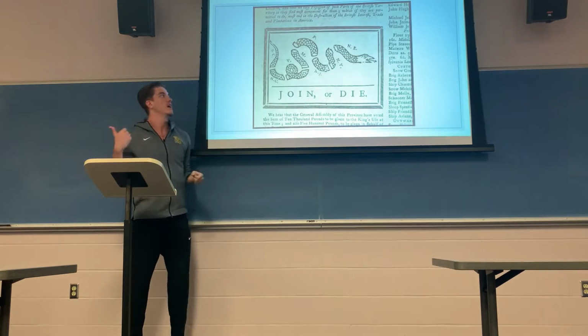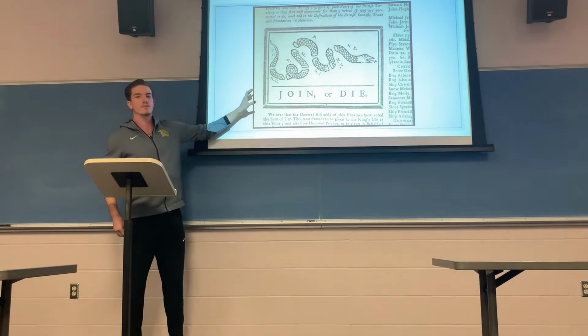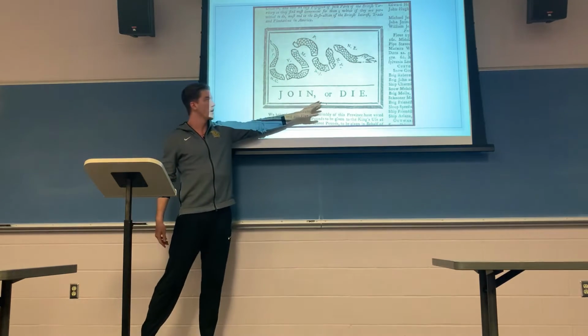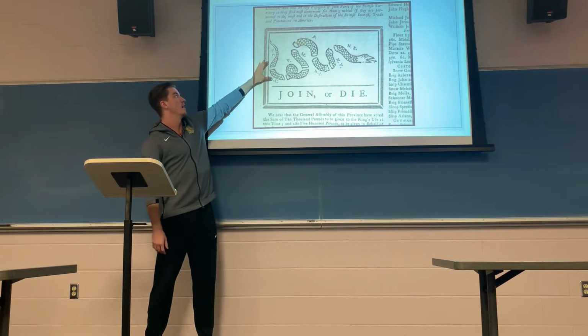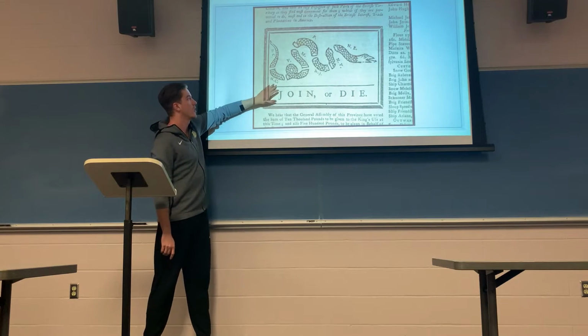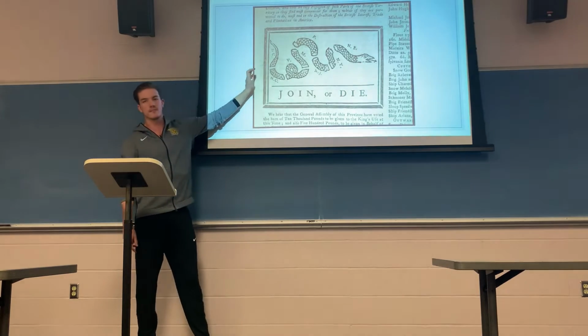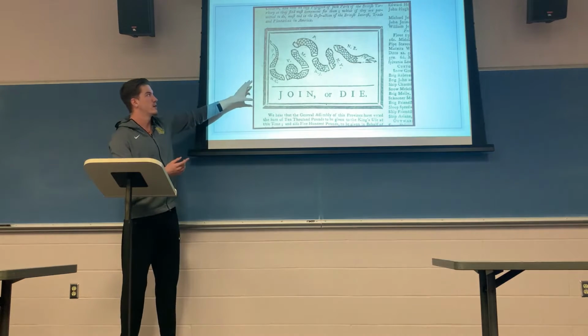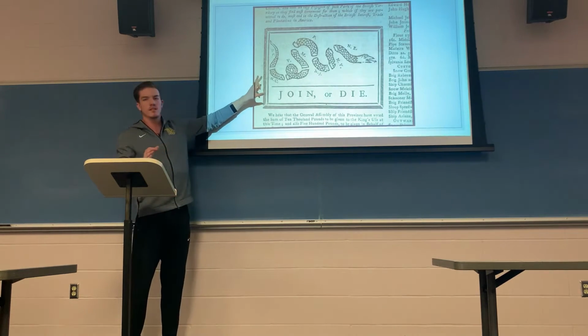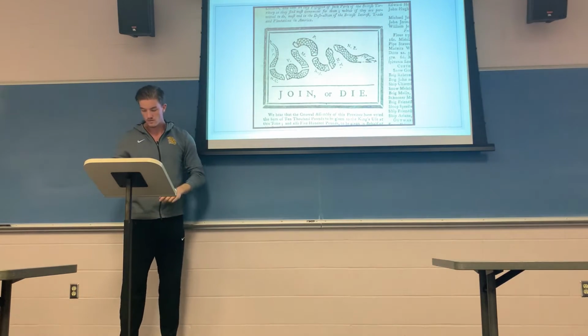So before we move on, let's take a time to look at this. You have the words join or die on it, and a snake that is broken into separate parts, with each part representing a different state. So now that it's pretty clear what this image is about, let's move into this next image.